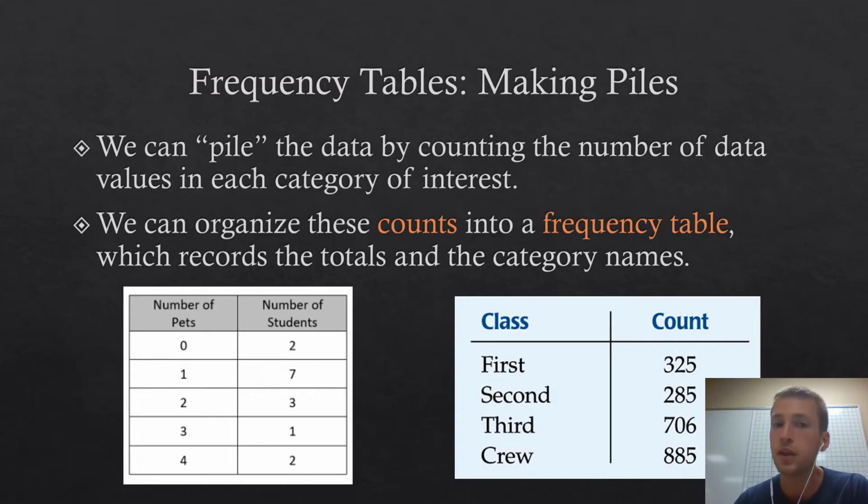So when it comes to displaying and analyzing categorical variables, we'll typically start with a frequency table, and we can think of this as making piles. So we can pile the data by counting the number of data values within each category of interest. And we can organize these counts into what's called a frequency table, which records the totals and the category names. I think most of us at some point, whether it was a former math class or history or social studies class, have probably seen this. But in the bottom right here, we have different classes of people who were on the Titanic, first, second, third, and crew class, as well as the number of people who were in each of those classes.